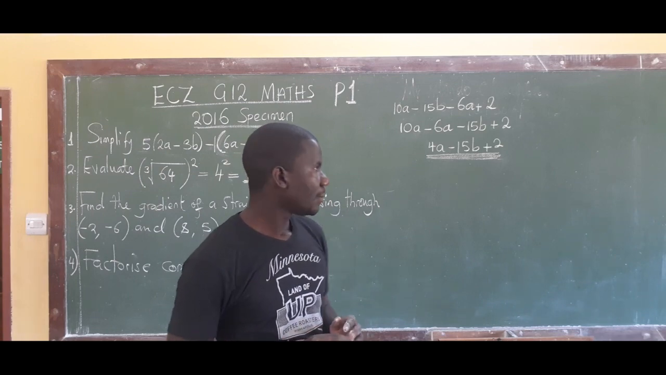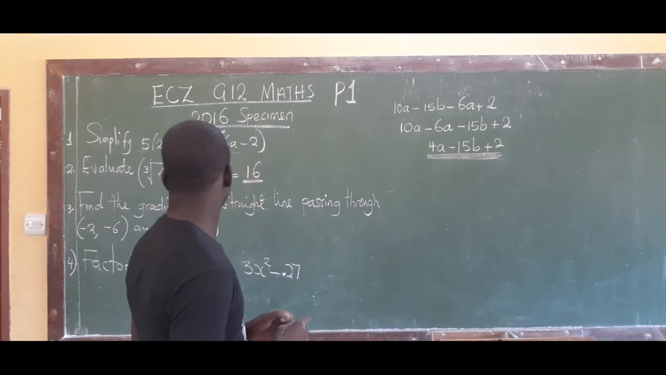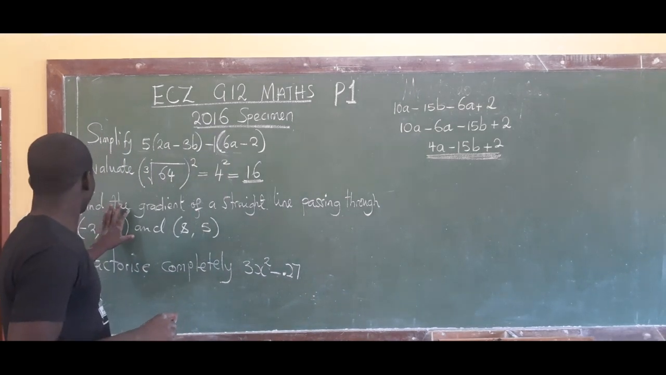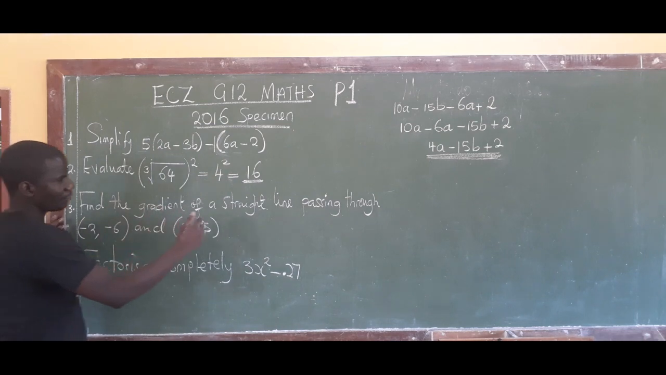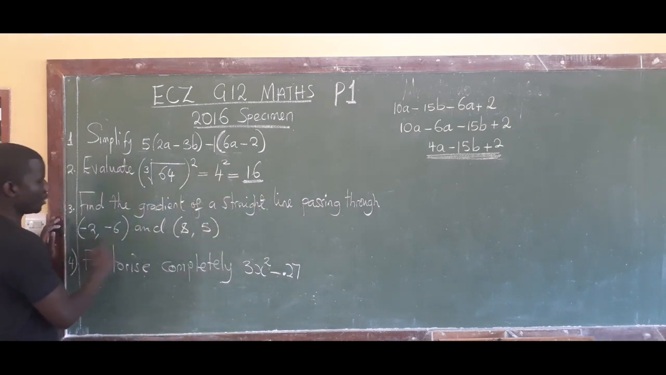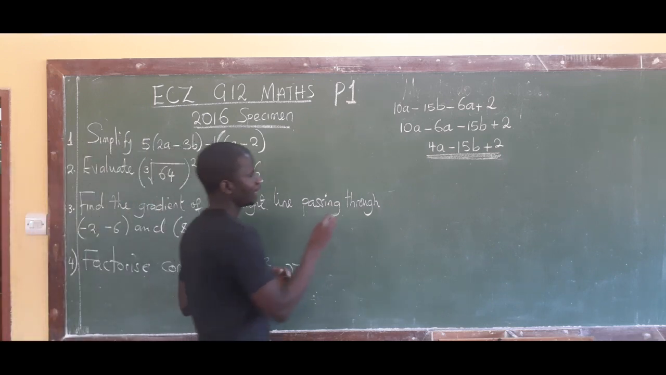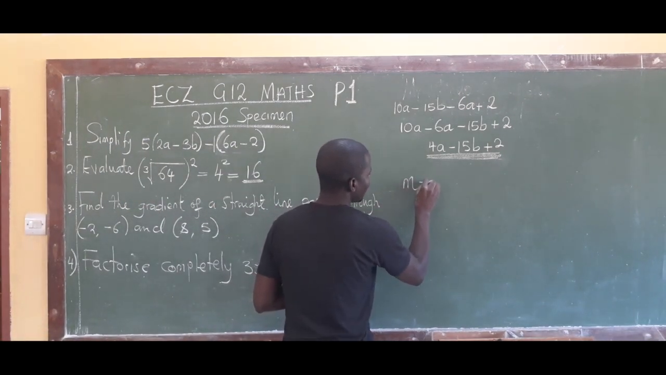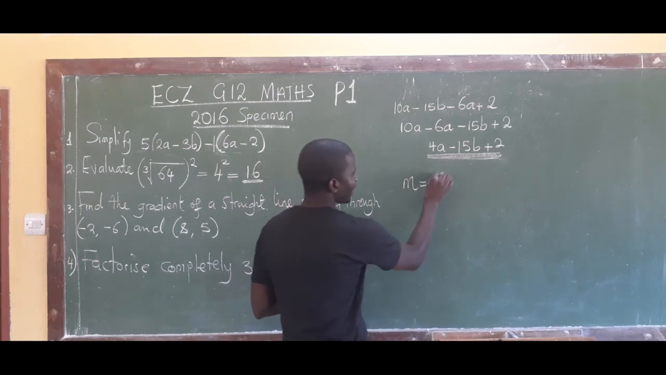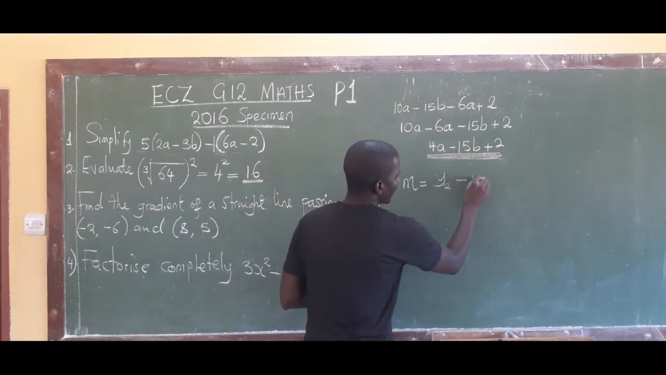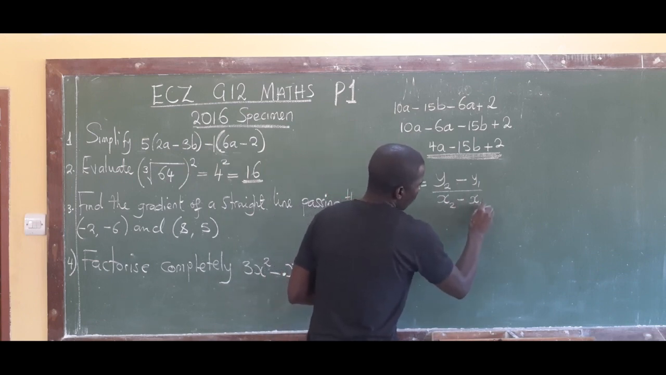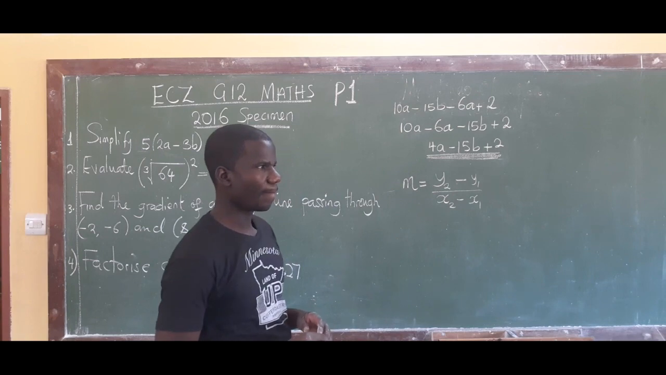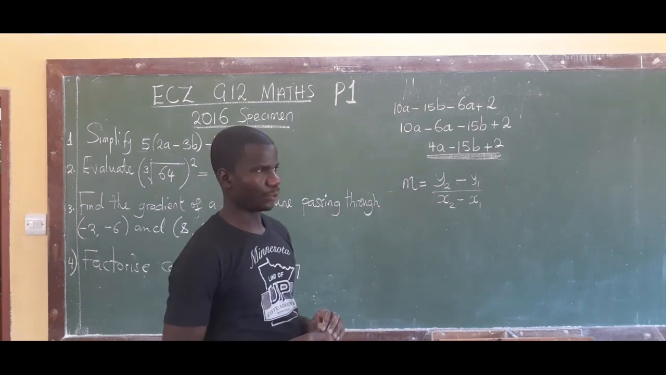Then we move on to the third question. Find the gradient of a straight line passing through these 2 points. Now, remember that gradient is represented by the letter M, and the formula that we use is y2 minus y1 over x2 minus x1. This is the formula that we use.